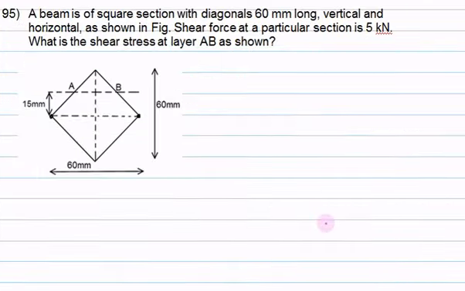Of square section with diagonal of 60 by 60, diagonal is 60 by 60, vertical and horizontal. The shear force at a particular section is 5. What is the shear stress at layer AB? We want to find out what is the shear stress on this layer AB.